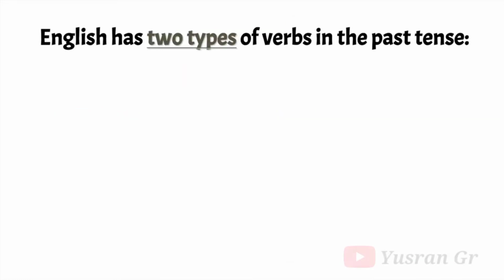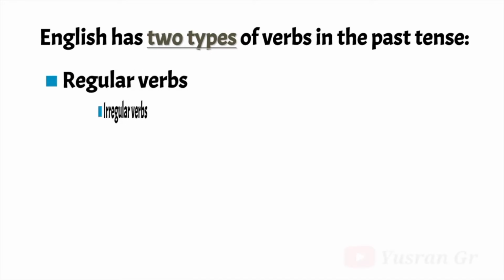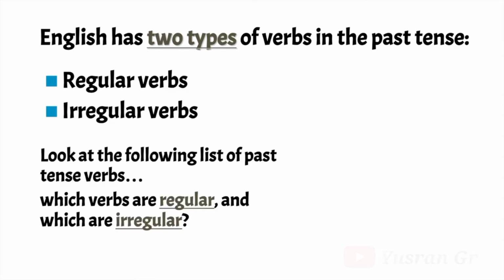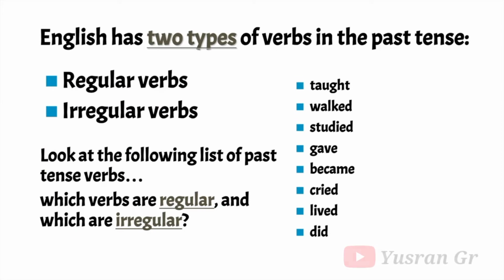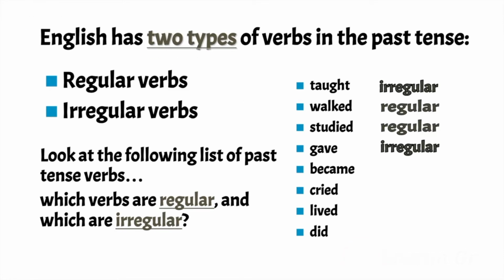So English has two types of verbs in the past tense. Regular verbs, as I said before, and irregular verbs. Look at the following list of past tense verbs, which are regular and which are irregular. Okay, so we have taught. Yeah, that's irregular. Walked. Yes, that's regular. Studied. Regular. Gave. Irregular, very good.